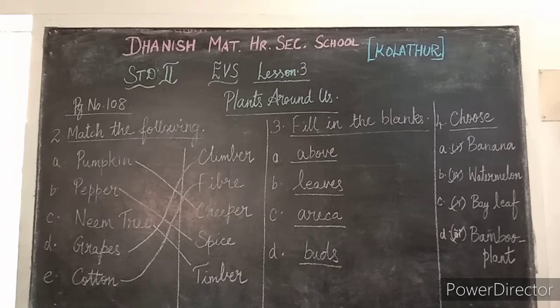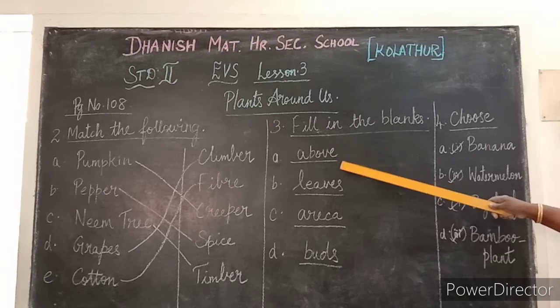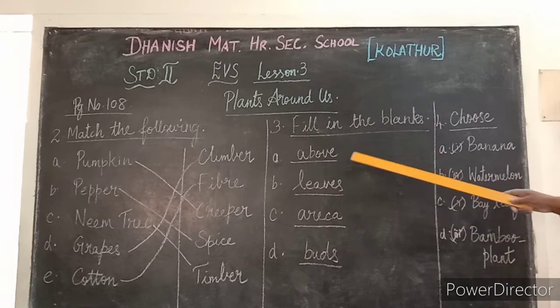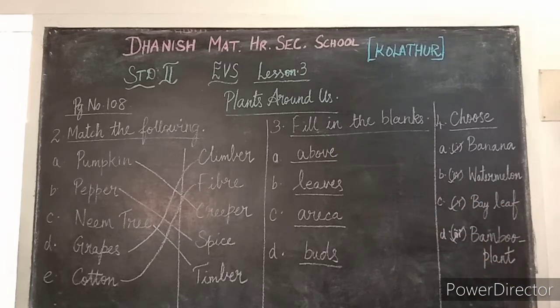Okay, that is above, below and above. I taught you when I start the lesson, that is shoot system and root system. Shoot system means it will come above the plant, and root system means that is root. Above the plant is called as shoot system. So in the dash in A you have to write above, A-B-O-V-E, above. Above the soil is called shoot system.